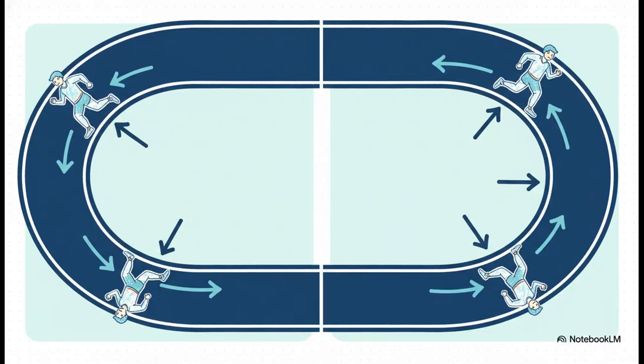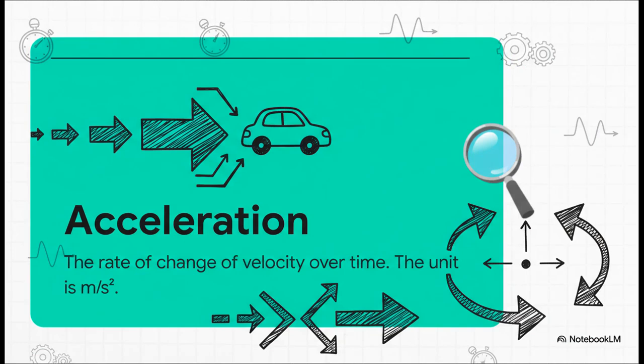Let's bring back our track runner to really see what this means. So imagine they're running at a perfectly steady pace, let's say 5 meters per second. Their speed? Totally constant. But is their velocity constant? No way! Think about it. They're running in a circle, which means their direction is changing every single moment. And if the direction is changing, the velocity has to be changing too, even if the number on the speedometer stays exactly the same. And that idea leads us perfectly to our final key term, acceleration.